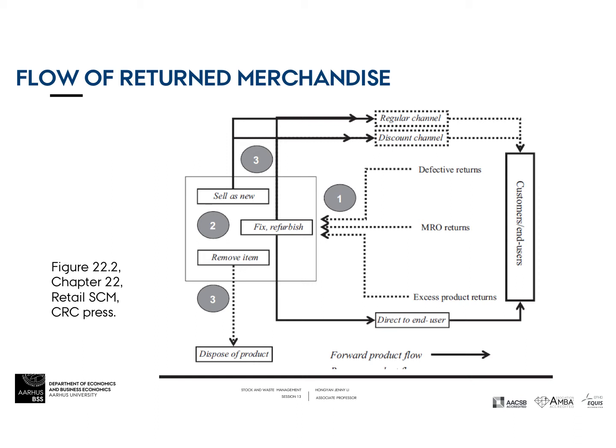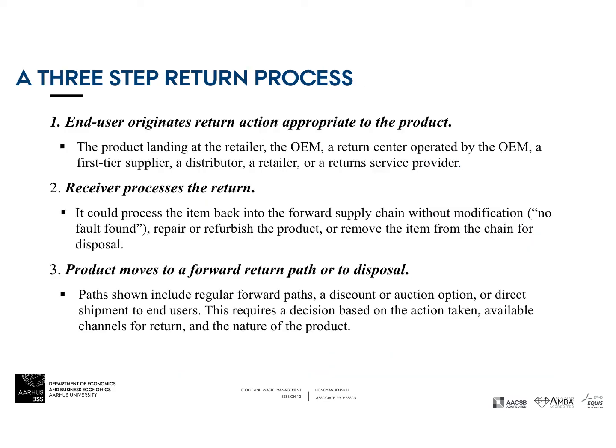As you can see in the next slides, we try to explain the three different actions that may be taken regarding each individual product return. Here we just name them 1, 2, and 3. So let's go through the differences of these three actions. In this three-step return process, you can see type 1.